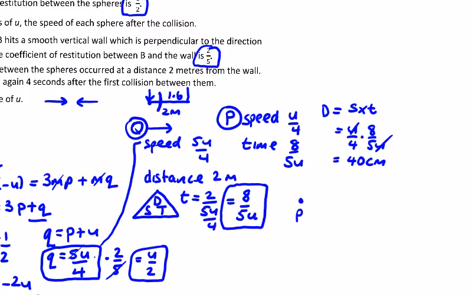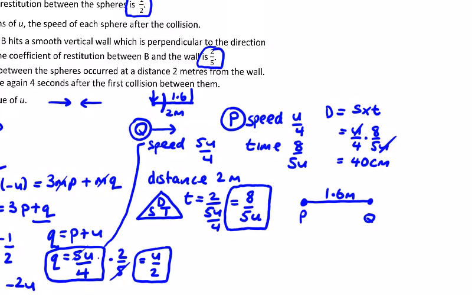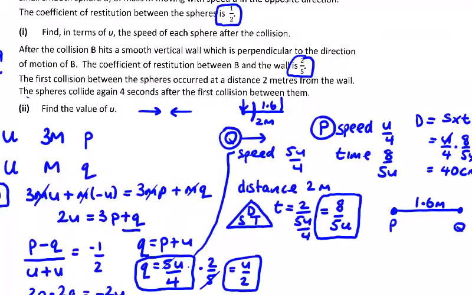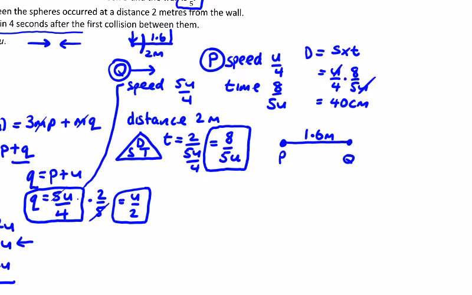Here's P, here's Q. They have to travel a distance of 1.6 meters. The time at which they collide will obviously be the same. We're going to look for the time, and they do tell us the spheres collide again 4 seconds after the first collision. So we have already used 8 over 5u. So 4 minus 8 over 5u has to be the time left. That's the time they're going to collide.